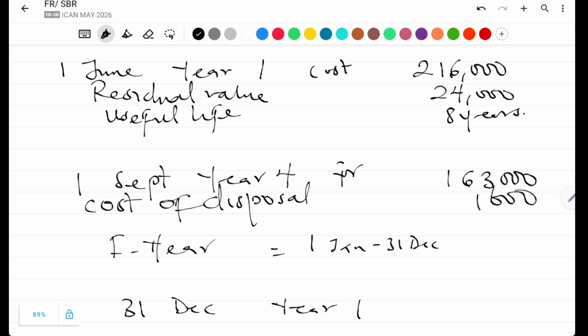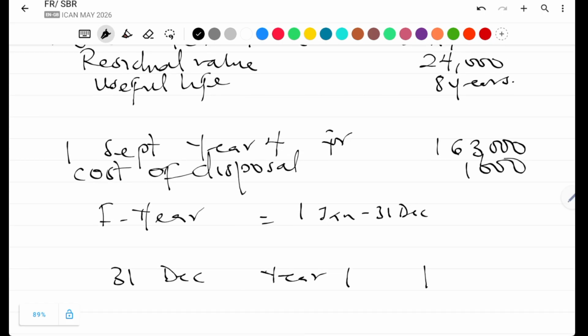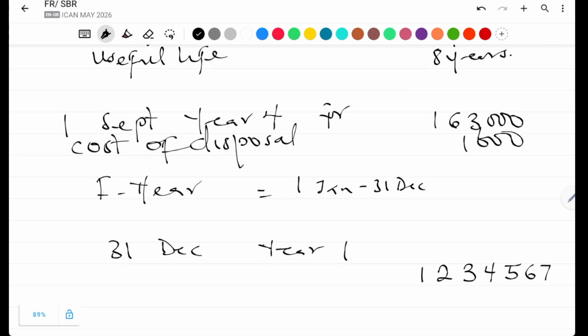This asset was bought 1st of June. We're closing our books at the 31st of December. It means this asset had been with us all through June, because it's 1st of June, so I'm going to count June. All through June, all through July, August, September, October, November. December is part of it because it's 31st of December. So literally 7 months. This asset had been with us for 7 months before the end of the year.